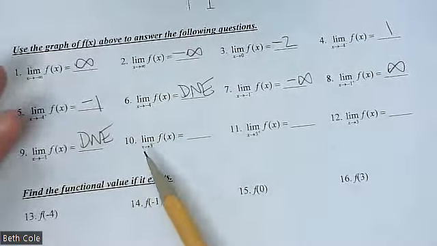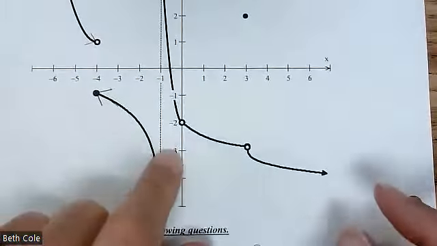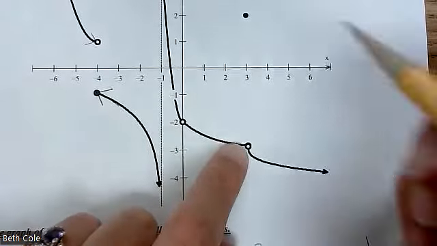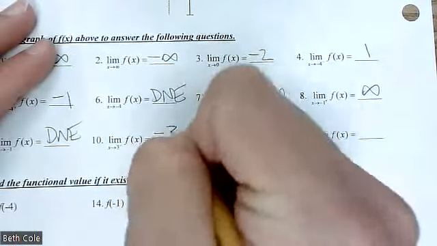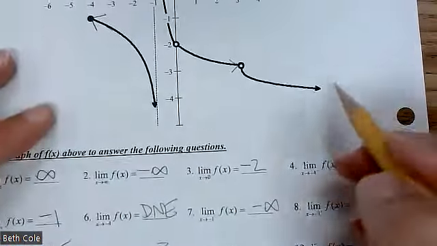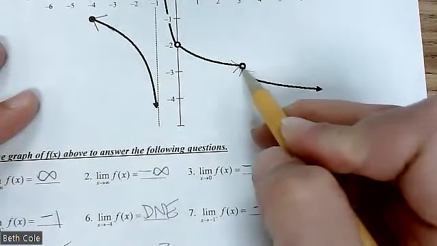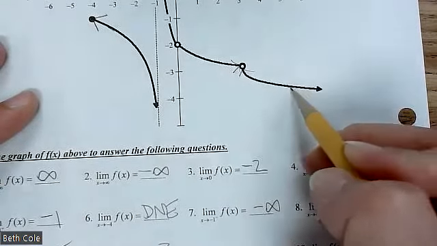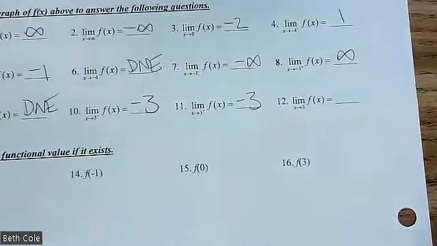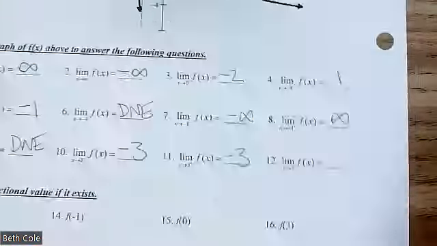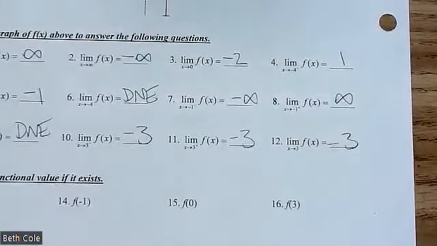All right, and then last we're looking at 3 from the left, from the right, and overall. So 3 is right here from the left. What are we getting closer and closer to? -3, good. How about 3 from the right? What are we getting closer and closer to? -3, yeah, don't overthink it, it's -3. So what is 3 overall? -3, they match up, so that's your answer. If the left is -3 and the right is -3, the answer is -3.